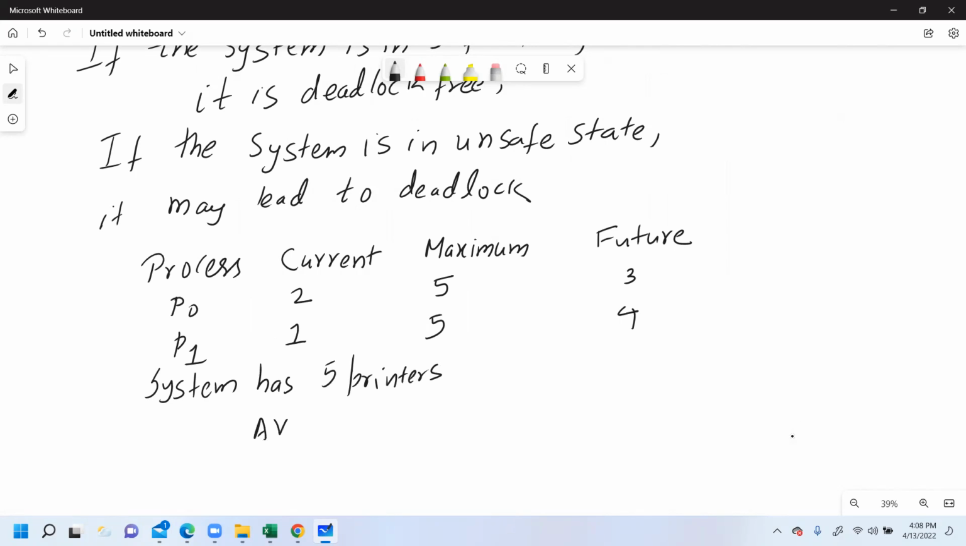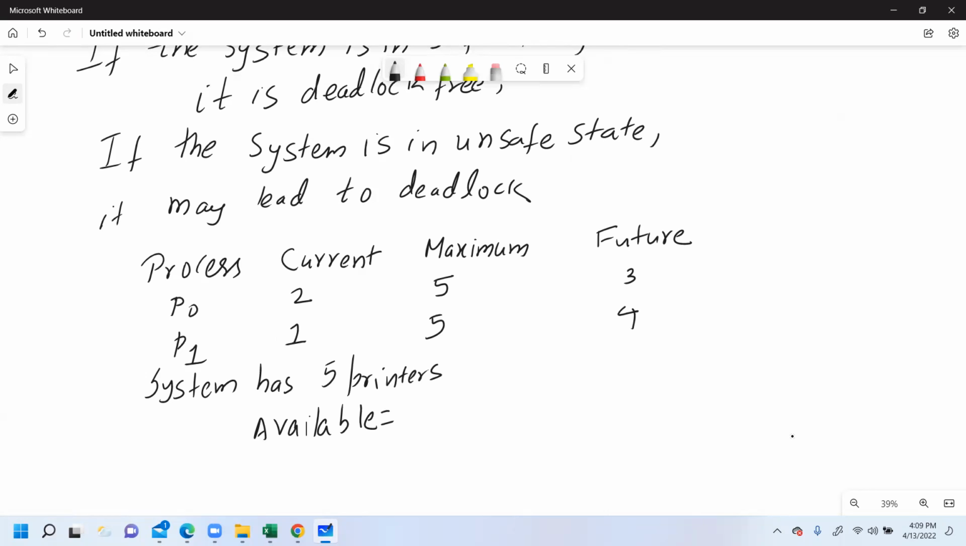And available is basically 5 printers. Of course, how much is already taken? 2 is taken by P0 and one printer is taken by P1. So the available remaining is how much? 5 printers. How much is the remaining printer I have? Available, currently available.